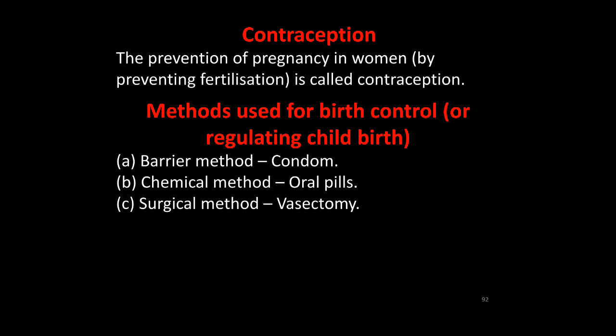Now, every month, I told you an egg is produced. Do you think every month women can have a baby? No. You remember your siblings, your elder brother, sister, younger sibling, there is a difference of 2, 3, 4 years between them. How did that happen? Here the parents can control the baby not forming. The prevention of pregnancy in women by preventing fertilization is called contraception.